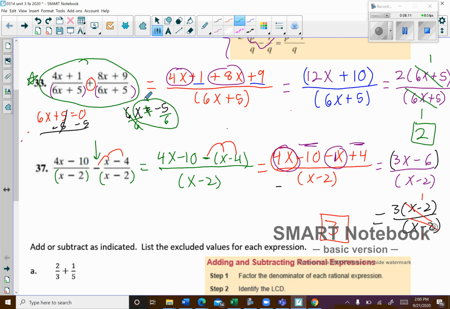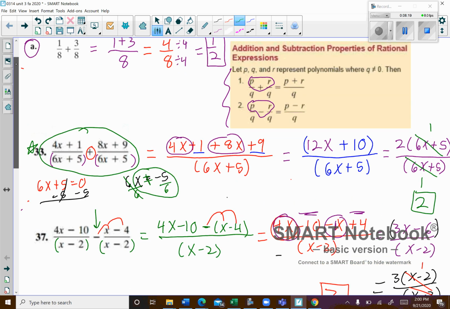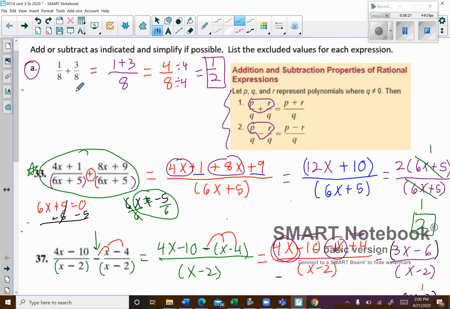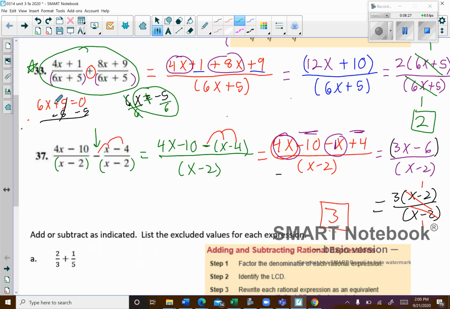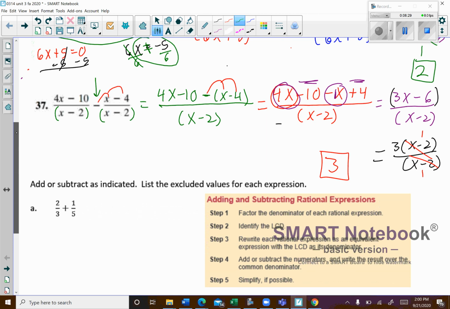So when you're doing your homework, you'll see what I'm talking about. It will ask you for your answer, but then it will also ask, were there any restricted values? On the first one, there wasn't, because there wasn't even a variable. And so you really just have to focus on the denominators. If there's a variable involved, you just take the denominator, set it equal to 0, and solve.